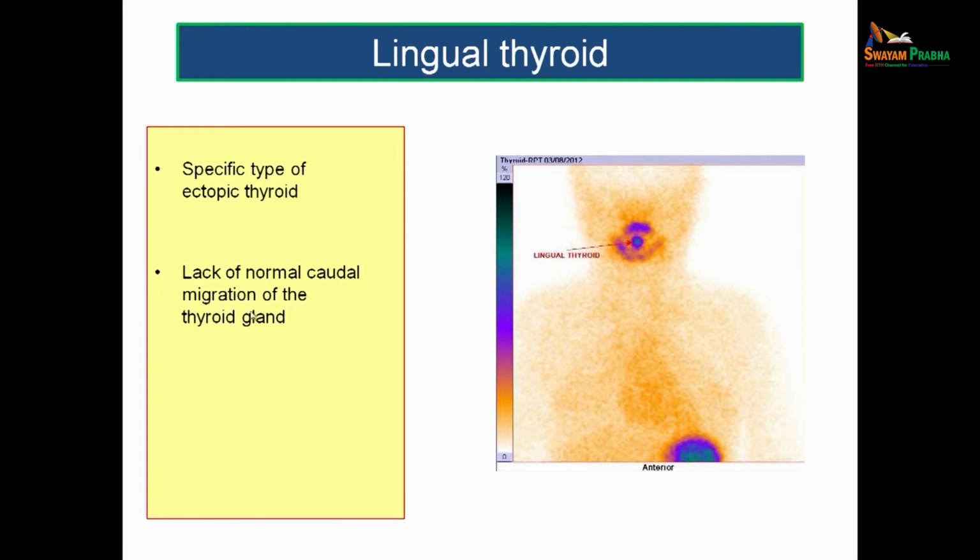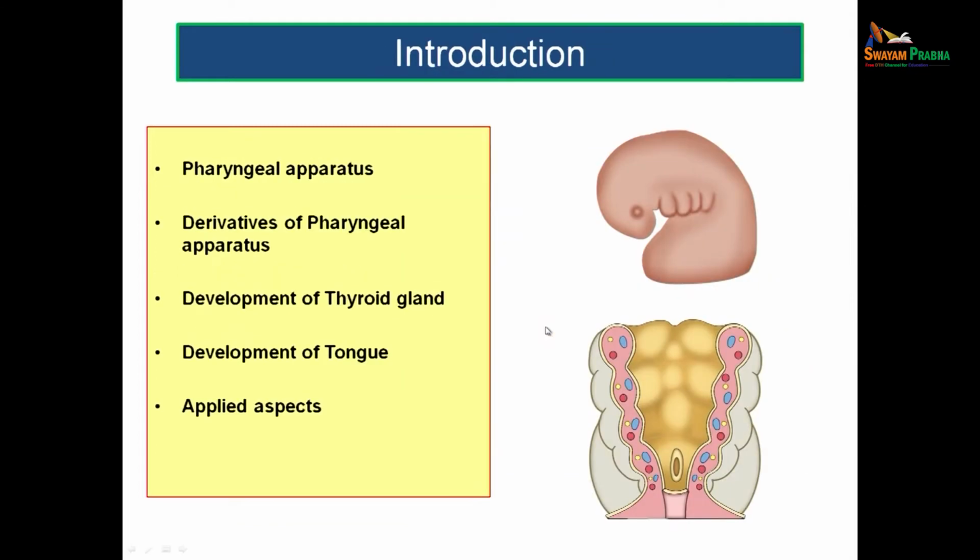There is lack of normal caudal migration of the thyroid gland from the initial position. That results in lingual thyroid. So, in order to understand such anomalies, you should first know how the thyroid gland normally develops. In this session, we will be dealing with the development of the pharyngeal apparatus, derivatives of the pharyngeal apparatus, development of the thyroid gland, development of the tongue, and a little bit of applied aspects.